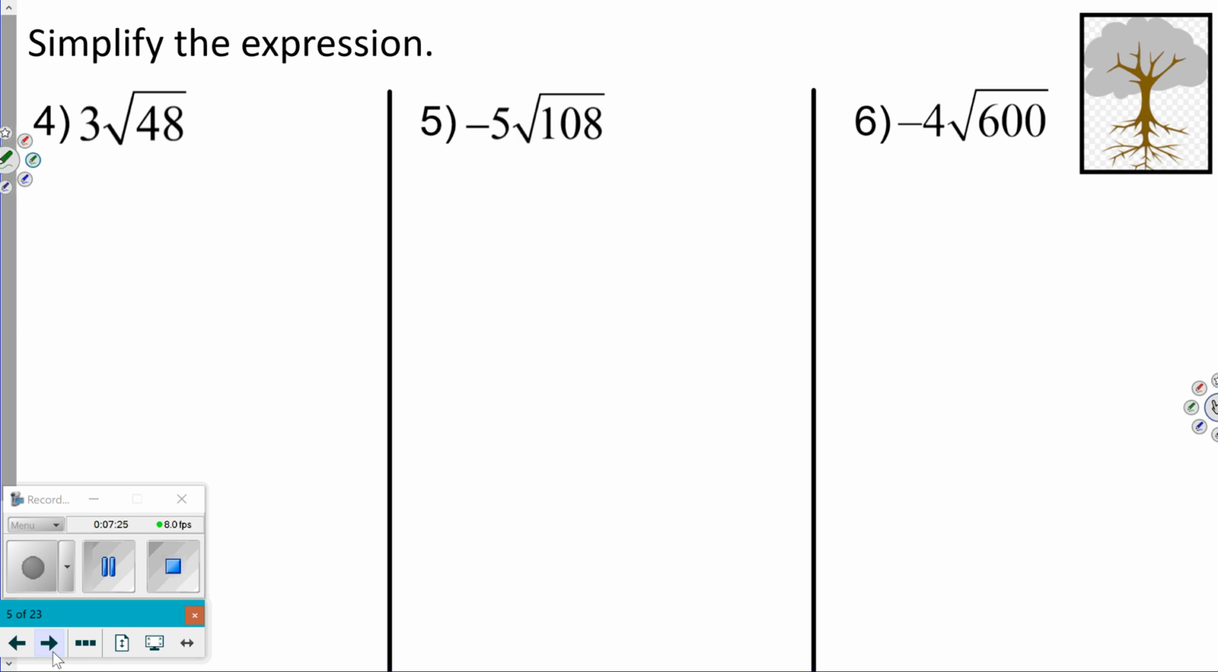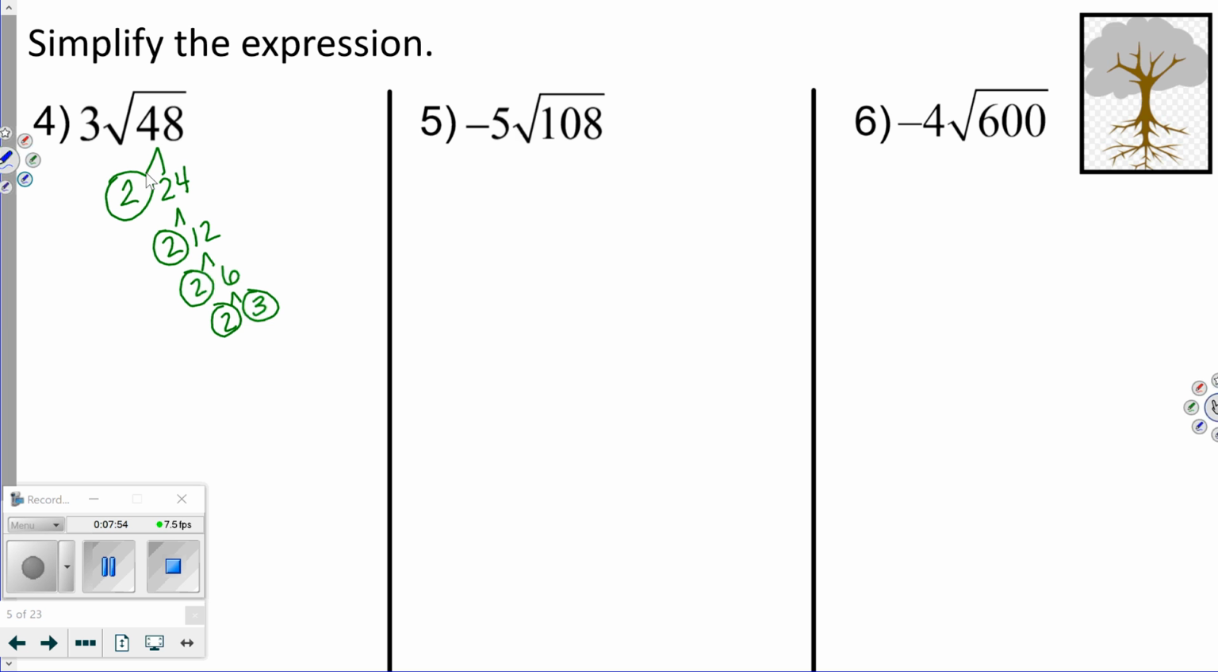All right, so number 4, notice we have a number out in front, okay? The number in front is just like, you know, we're on a double date and we're meeting somebody at the restaurant. They're already out there. So for the time being, I'm actually just going to ignore them. I'm going to clean up my radical 48. So that's 2 and 24, 2 and 12, 2 and 6, 2 and 3.